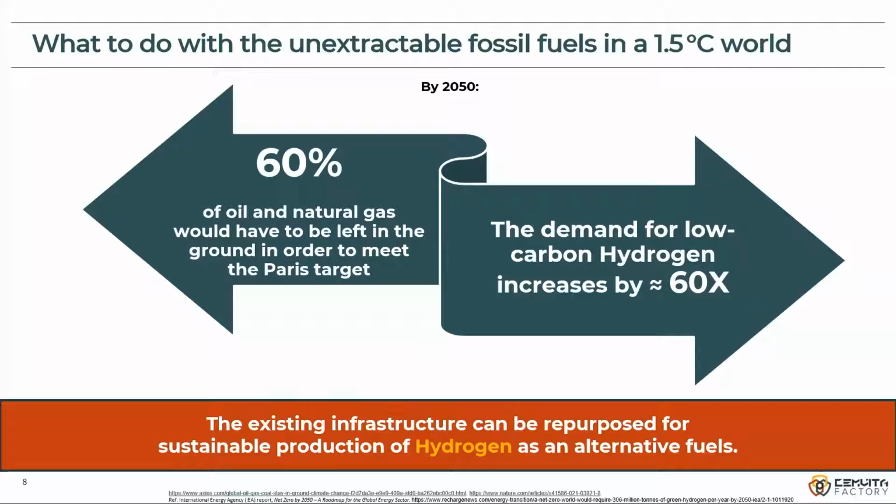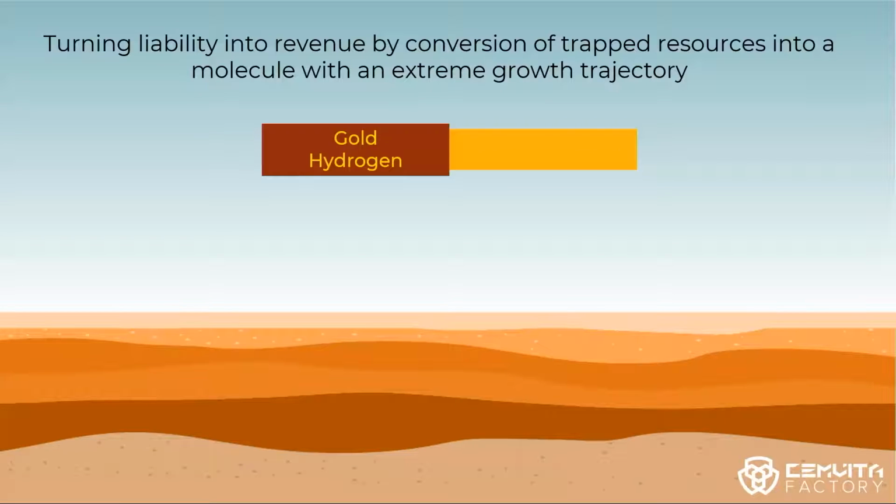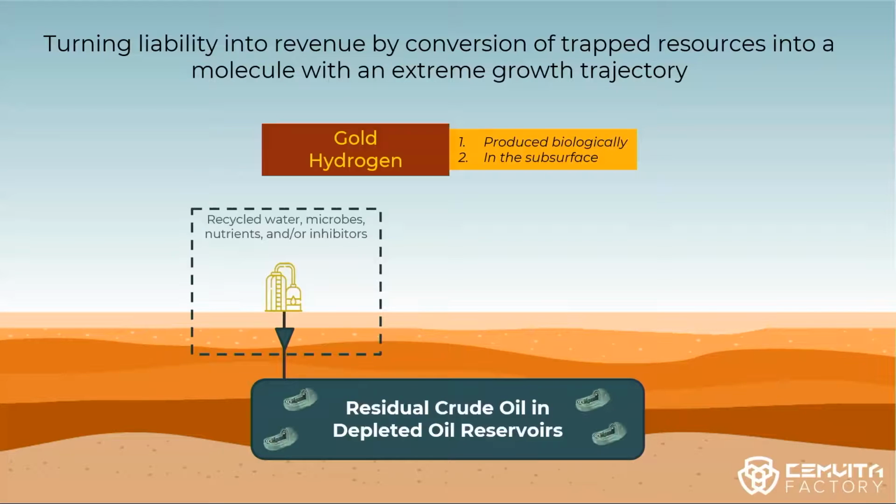At the same time, it's expected that by 2050, there's going to be a 60 times increase in the demand for a low-carbon hydrogen product. So this really leaves a huge potential: if we can take the hydrocarbons that are increasingly unextractable from the ground and produce a low-carbon hydrogen product from those hydrocarbons. And that's exactly what Cemvita is trying to do with gold hydrogen.